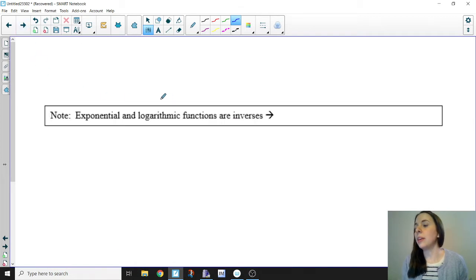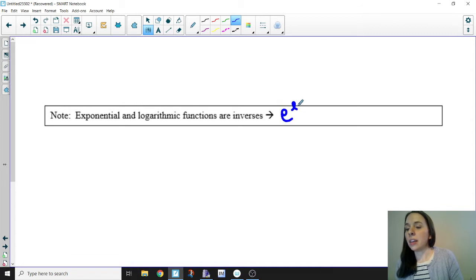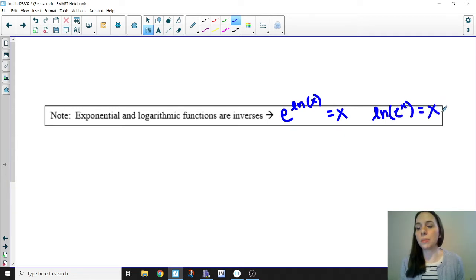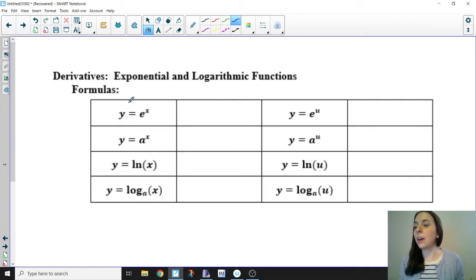All right, finally, exponential and logarithmic functions are inverses. One thing that I want you to note, because again, we use it in a proof, is that e to the ln of x results in x, and the ln of e to the x also results in x. That's just good information to know as we move on to proofs of these derivative formulas.